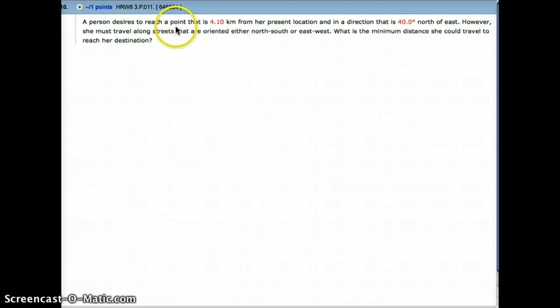But here we have a final destination of 4.1 kilometers and a direction of 40 degrees north of east. So that puts that in the first quadrant. Go ahead and use sine and cosine to break this into components so that you're using cosine to find the x leg and sine to find the y leg. Hope that helps.